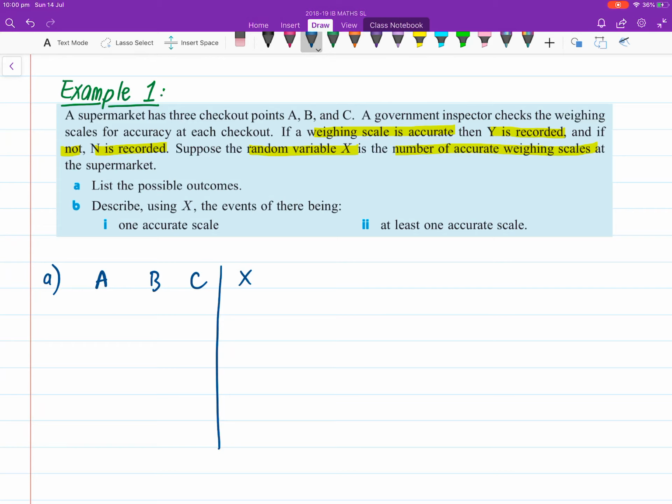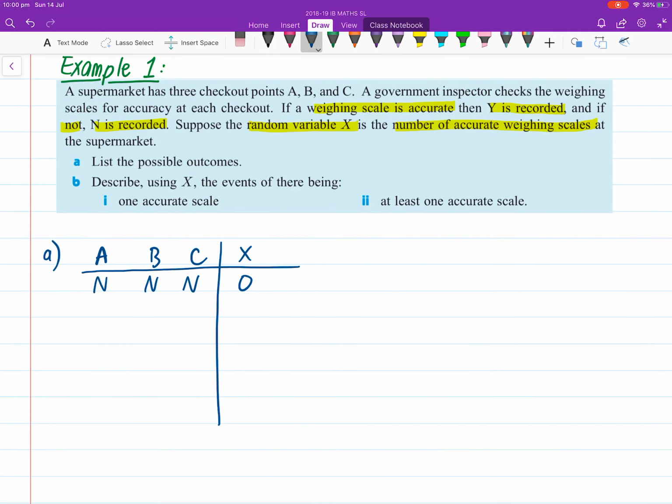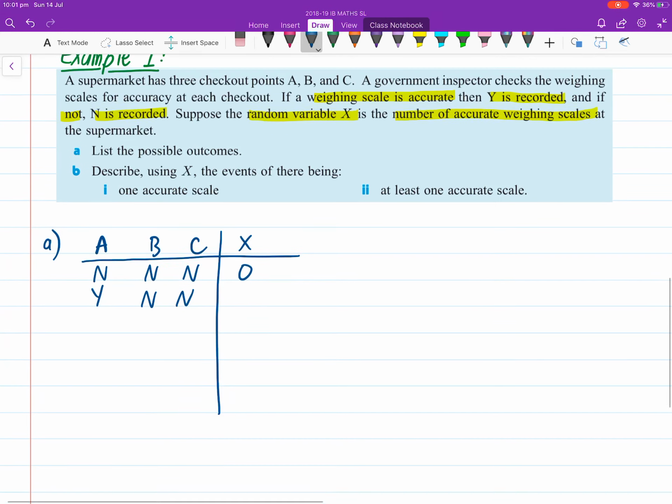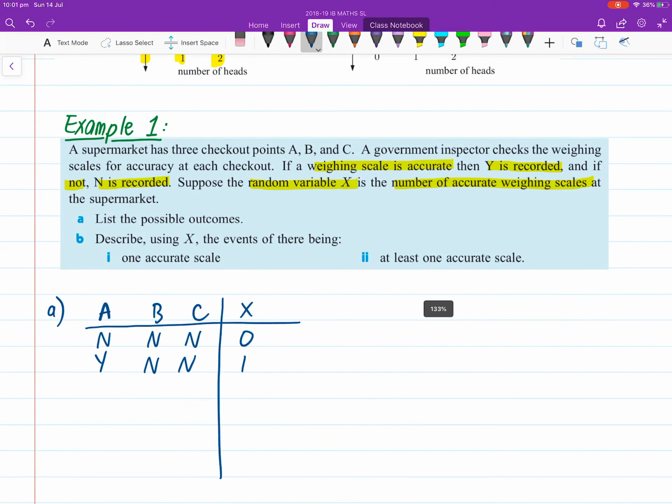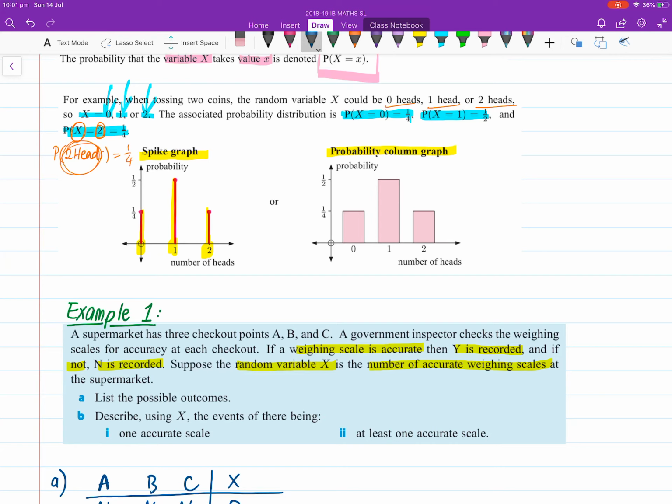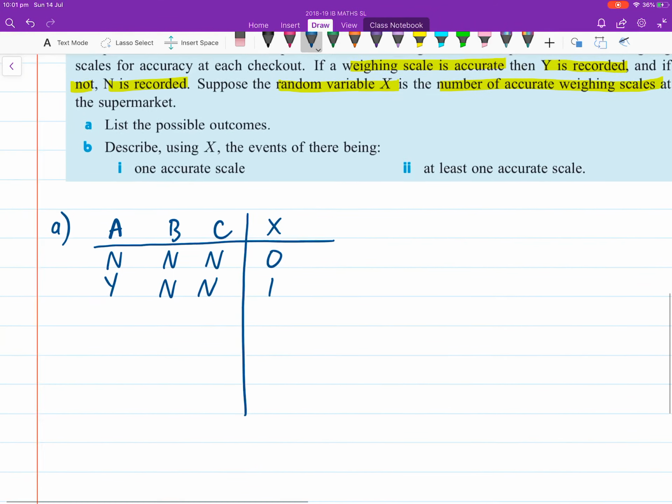So for example, I'm going to rule this off, it'll be easy to see. Let's say it's not accurate at A, not at B, and not at C. So X, the number of accurate weighing scales, is 0 at this supermarket. Does that make sense? So let's say A has one that is accurate and the rest no. I'm doing this systematically so I get everything. So X happens to be 1. Just like earlier we said, getting 1 head is capital X equals 1. Random variable X is 1.